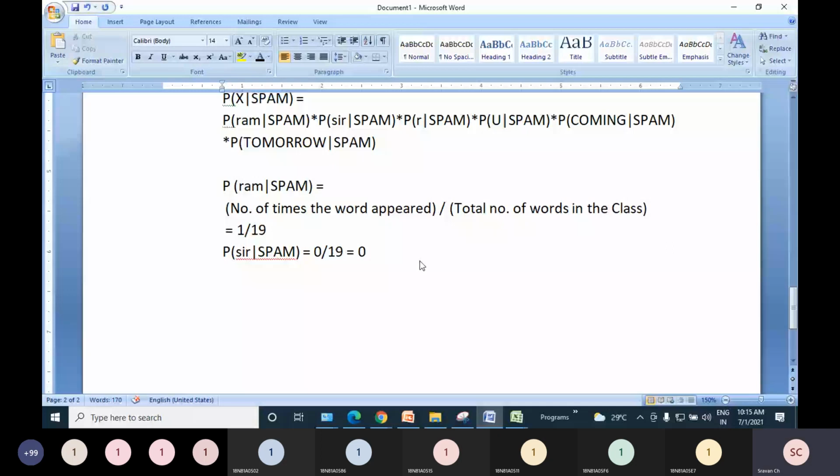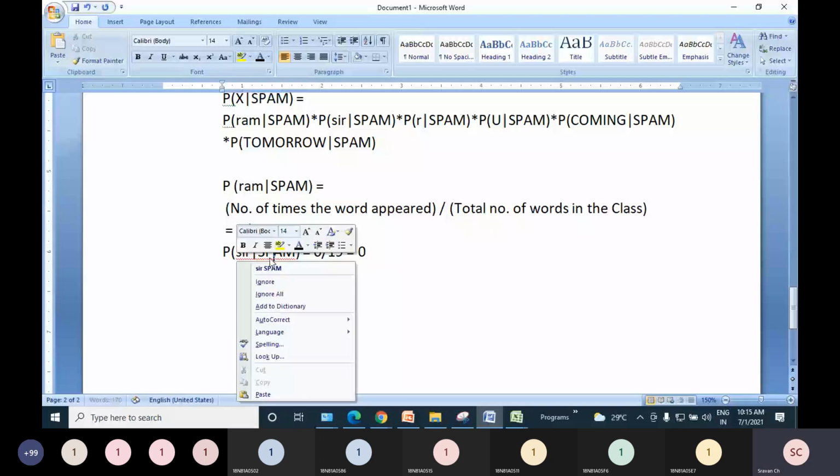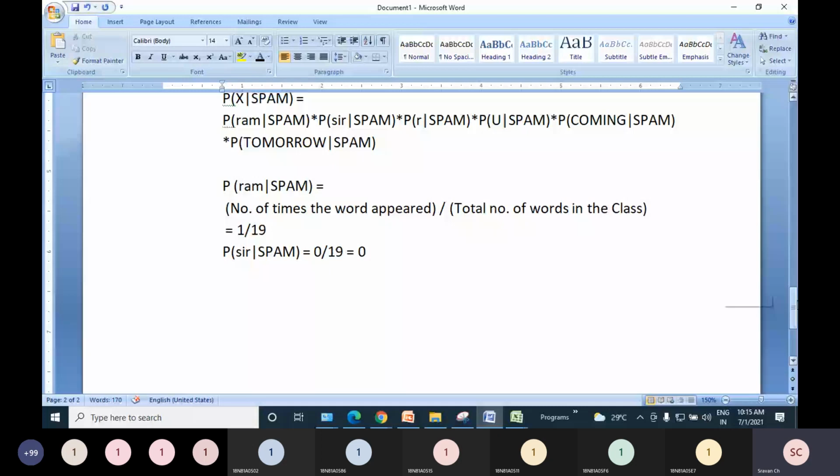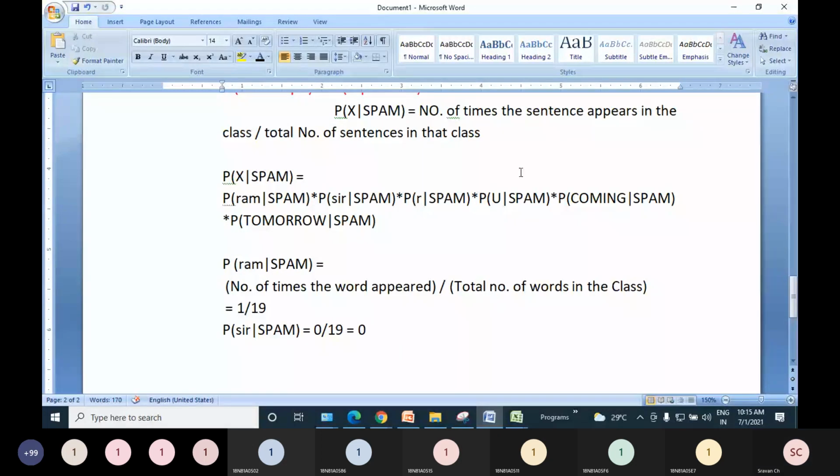What is my P of X by spam? It's a product of all these conditional probabilities, right? Product of probability of Ram by spam, Sir by spam, R by spam, U by spam, coming by spam, tomorrow by spam. If any one of these probabilities is 0, the entire product is going to become 0.